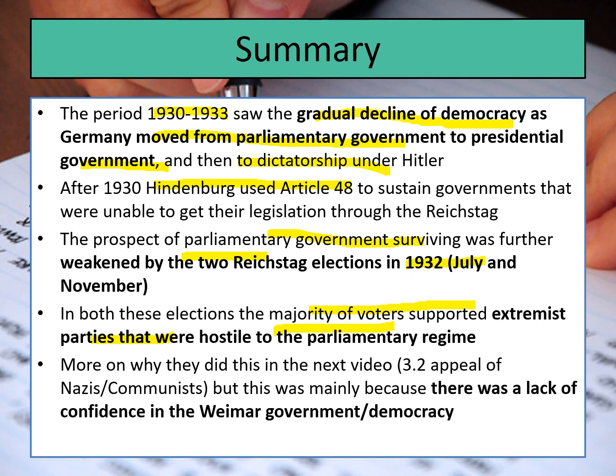And there's going to be more on why people voted for these extremist parties in the next video, that is going to be about the appeal of the Nazis and the communists. But essentially, a lot of it comes down to the fact that there was a lack of confidence in the Weimar government and democracy, especially when it came to dealing with economic issues.